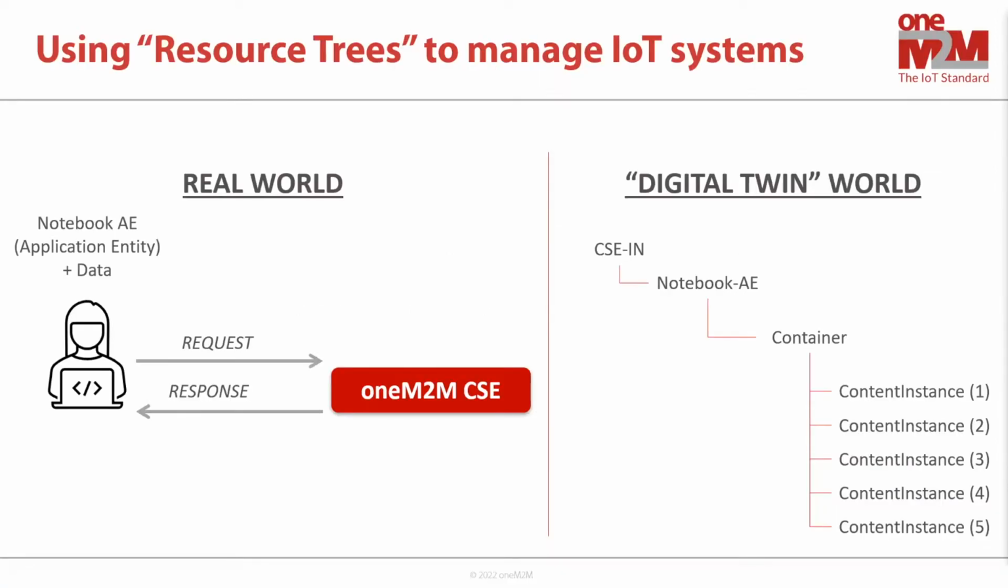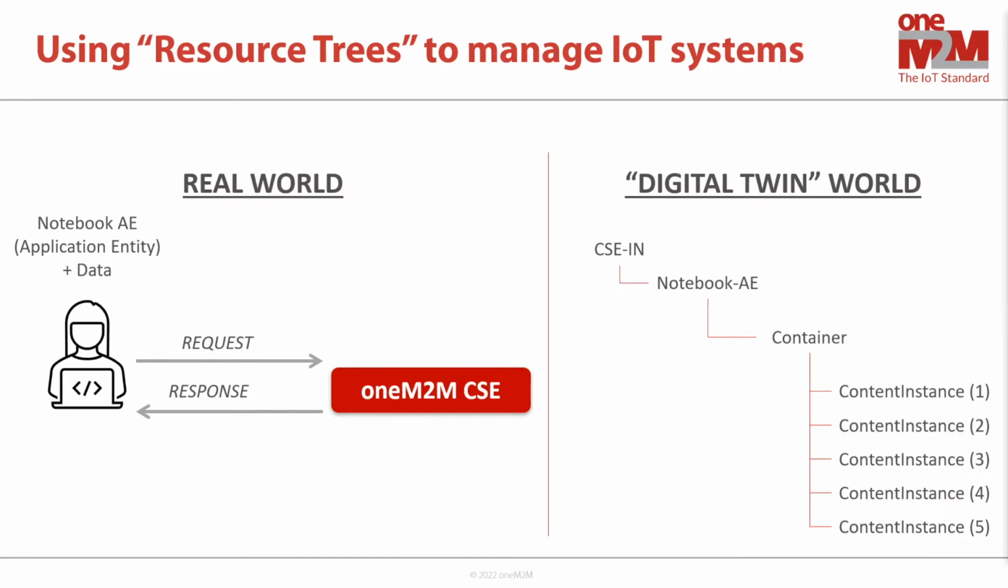Here is the example I plan to work with. In the real world, our notebook AE represents a small application running on a sensor device that provides periodic readings. I hope you remember from our last talk how this arrangement is represented in the digital twin world on the right-hand side of the picture. There you see the resource tree and containers to manage sensor data. In this case, we have collected 5 readings that are stored under the container, as you can see from the 5 content instance resource elements.